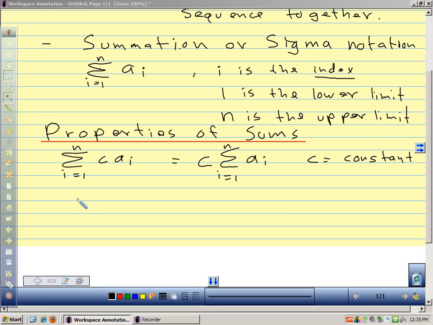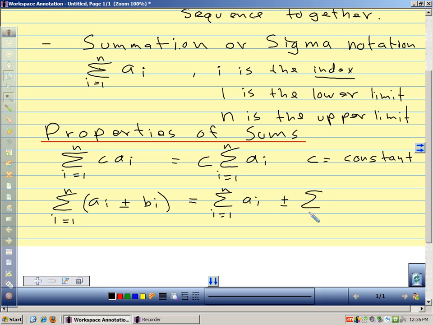And our other property that we'll use is if we're summing two sequences that are added together. If we have two things that we're adding together, we can split those into two pieces. So if inside our sum we have two terms that we're adding or subtracting, we can split that into two series.